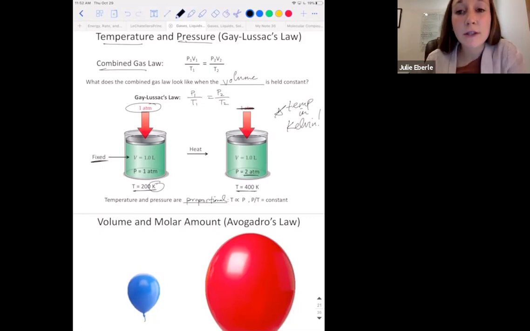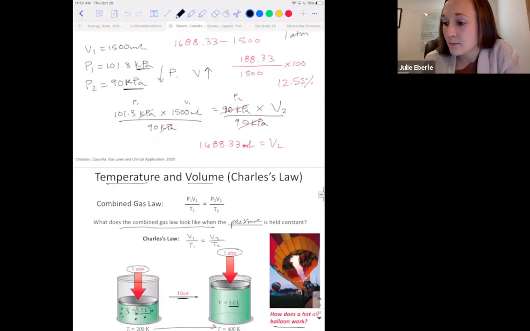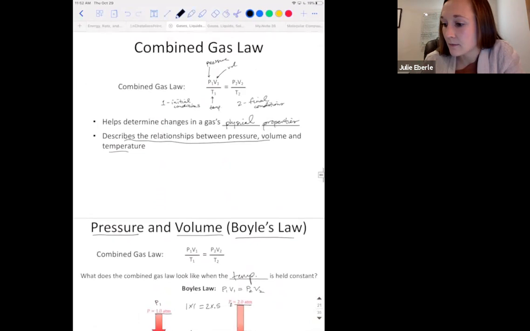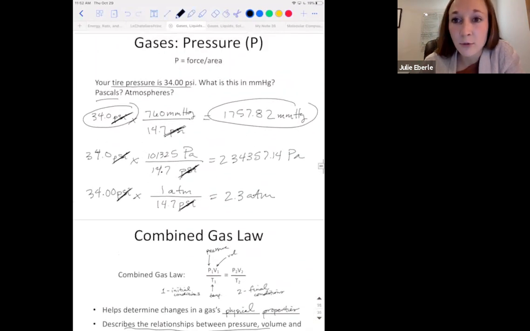Now, if I give you two different units of pressure in the problem, like I give you atm for P1 and millimeters of mercury for P2, that's when you'll need to do what we did up here. You'll just need to do a simple conversion first, get them both in the same units, and then you can plug everything into your problem. Okay.